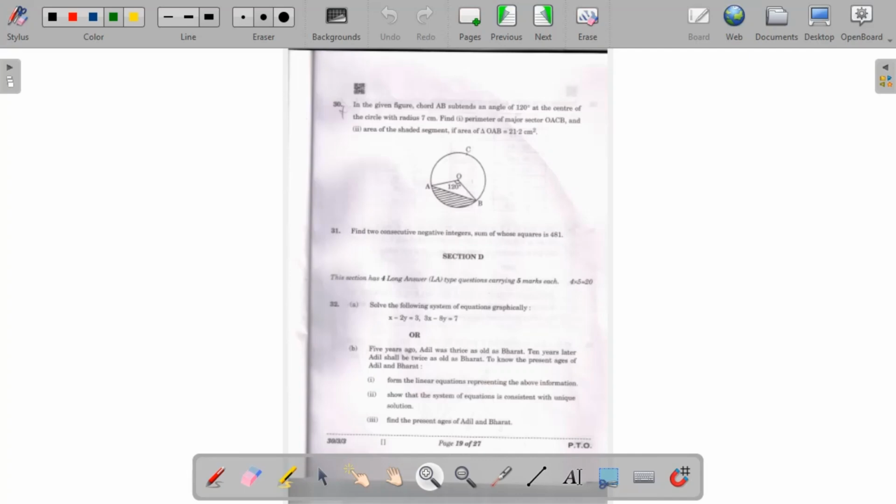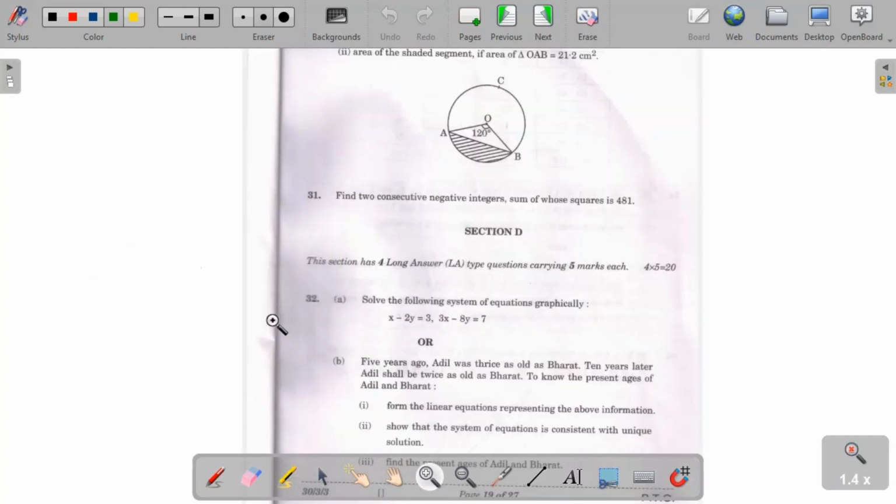In this video, let's see how to solve section D from the Set 3 paper of 2026 Maths. First, let's start with 32A. Solve the following system of linear equations graphically. The equations you're looking at are x minus 2y is equal to 3 and 3x minus 8y is equal to 7. So first, let's write out the equations. x minus 2y is equal to 3 and 3x minus 8y is equal to 7.